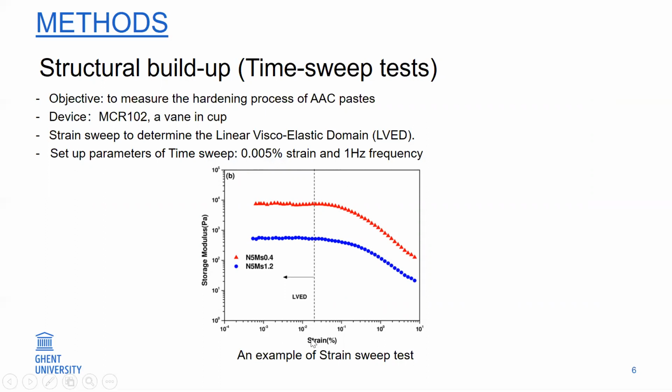As you can see from this graph, 2 main regions, an initial plateau and a subsequent decrease corresponding to the shear-induced breakdown, are observed in the storage modulus curve. And this dashed line actually means the critical strain of these 2 pastes. So we set up the parameters for the time sweep. We selected 0.005% as the strain and 1 Hz as the frequency for the time sweep test.